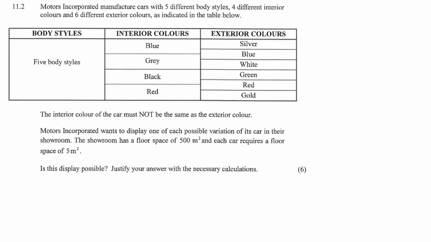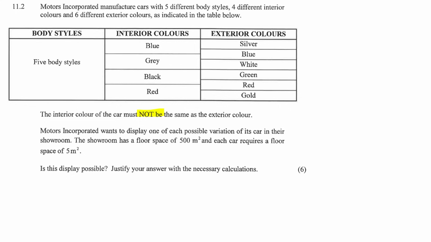Motors Incorporated manufacture cars with 5 different body styles, 4 different interiors, and 6 different exteriors. The interior color of the car must not be the same as the exterior. So for example, you cannot have a blue interior with a blue exterior, or a red interior with a red exterior. Motors Incorporated wants to display one of each possible variation of its cars in their showroom. The showroom has a floor space of 500 square meters, and each car needs 5 square meters. Could the display be possible?